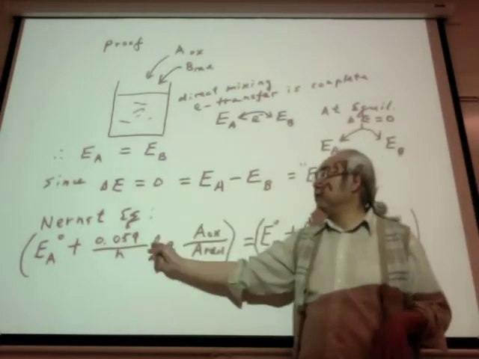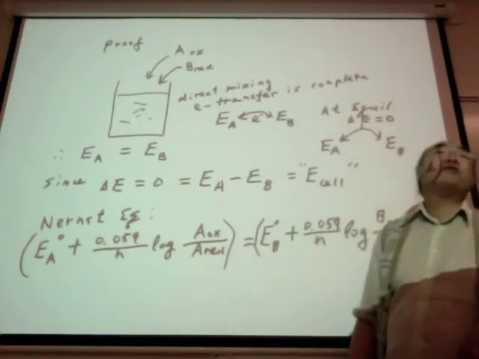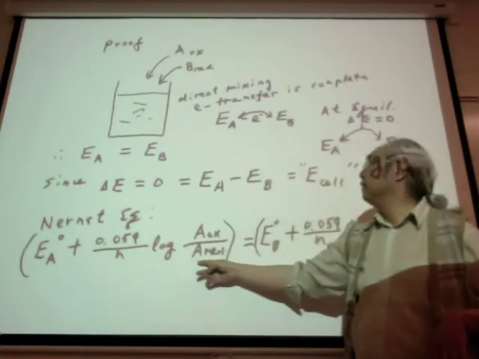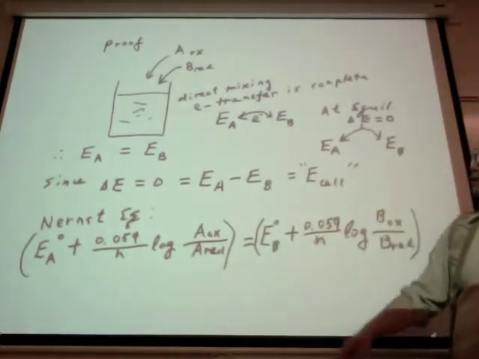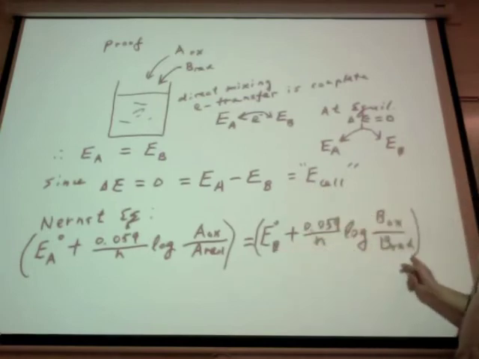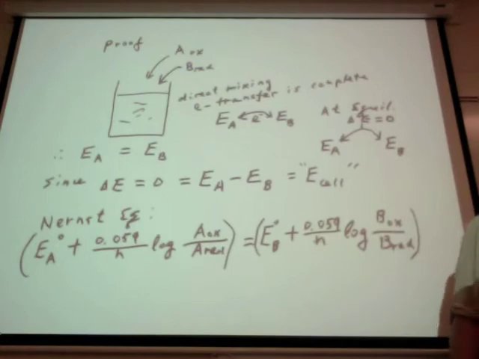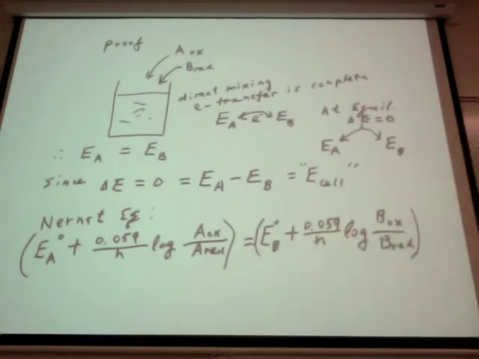So you write a Nernst equation to describe the equivalent, extrapolating to the E naught, then you would write it like this. So EA is equal to this Nernst equation, and EB is equal to this Nernst equation. So set the two to be equal. Okay? Any question with this point?